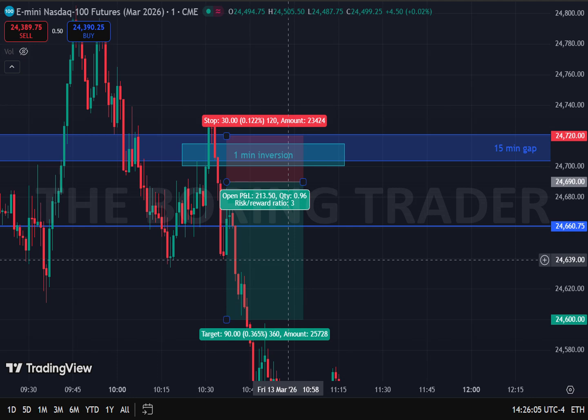Now if we zoom into the 1 minute time frame, you can see the actual entry formation. Here I have marked a 1 minute inverse fair value gap, and once price closed below that gap, that was the confirmation for the short entry. The entry could have been taken around the 24,690 area with roughly a 30 point stop loss, and the target was 24,600. You can see the market reached the target within the next 10 minutes.